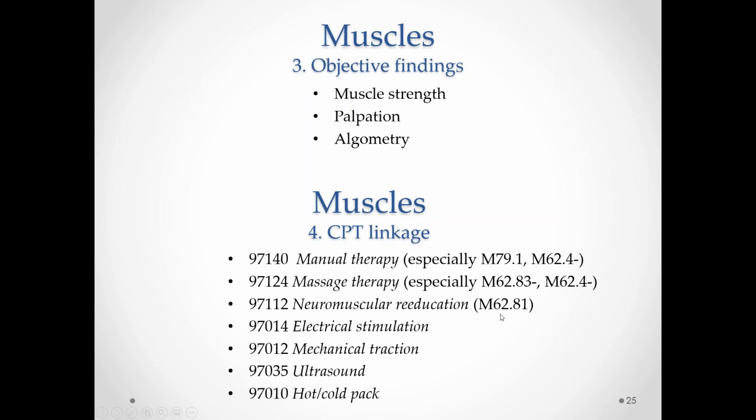Neuromuscular reeducation is a bit more of a stretch, but you can do M6281, which shows generalized muscle weakness, meaning I need to retrain the muscles because there's been damage to them and they don't work as well. I've got to teach them how to work again. That may be a diagnosis you could relate to that. Although I should warn you that 97112, neuromuscular reeducation, requires other things and it's a little bit more strict than other codes, and you need to be aware of that.